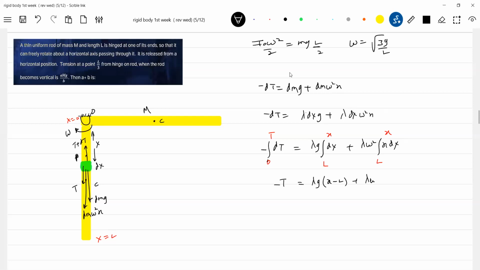x minus L, lambda omega square, x square minus L square, all divided by 2. Solving this will be lambda g (L minus x) minus lambda omega square by 2 (L square minus x square). Put x equal to L by 3, you'll get the required answer.